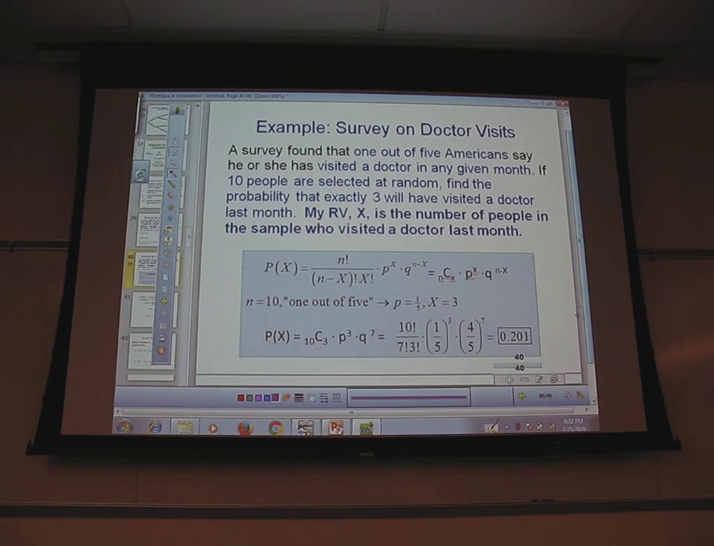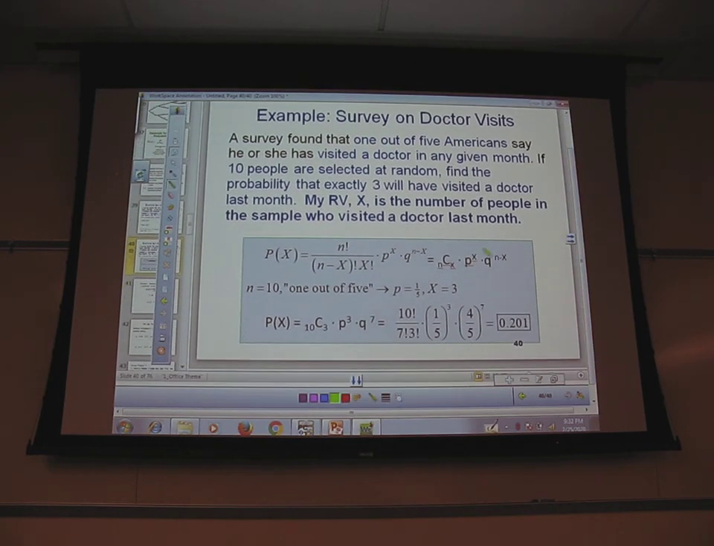So, here we go. We're just going to focus on this part here. It's going to be NCX, 10 choose 3, times P to the X, X is 3, P to the third, times Q to the N minus X, Q to the 7. So it's going to be 10 choose 3, times 1/5 to the third, times 4/5 to the 7th.